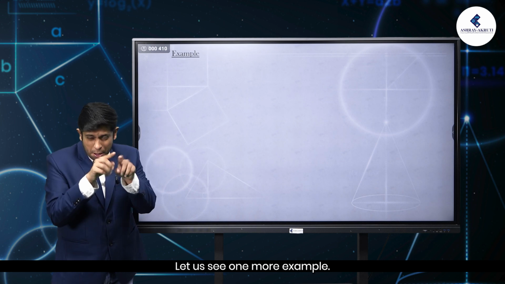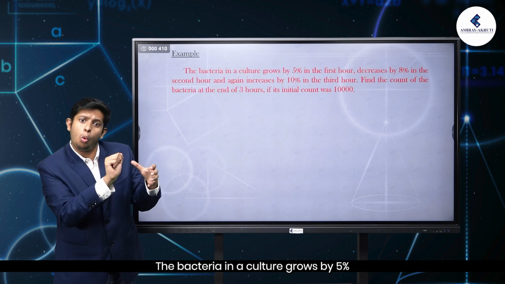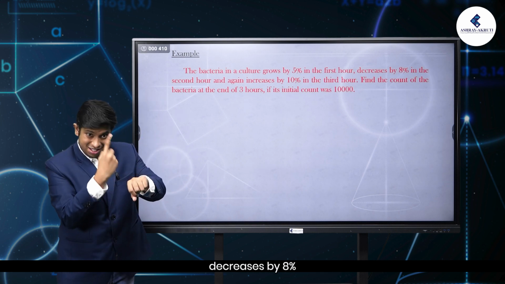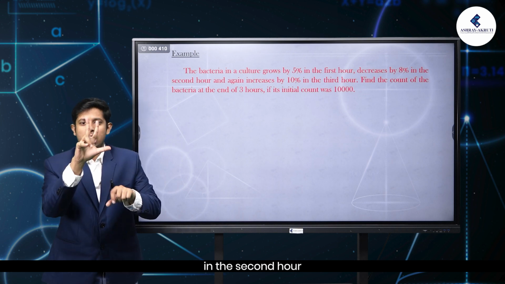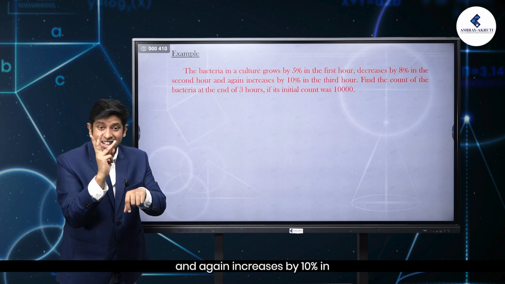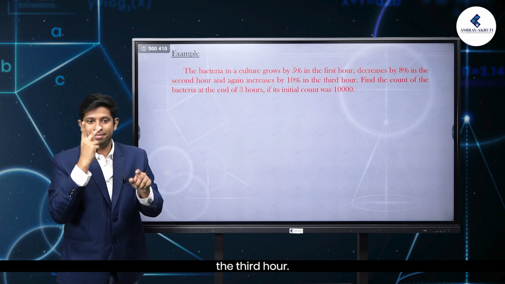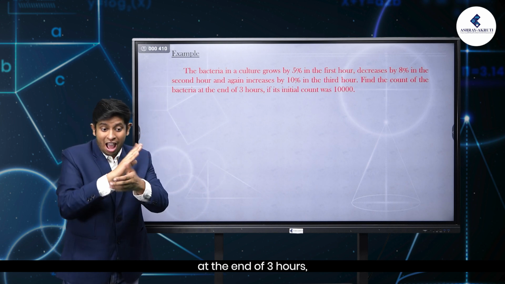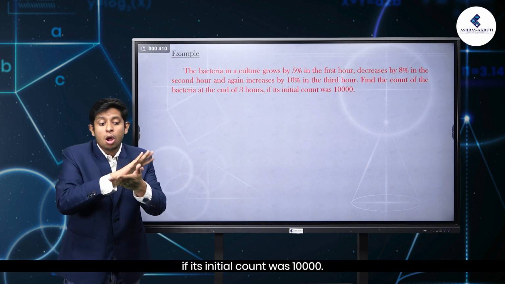Let us see one more example. The bacteria in a culture grows by 5% in the first hour, decreases by 8% in the second hour, and again increases by 10% in the third hour. Find the count of the bacteria at the end of 3 hours if its initial count was 10,000.